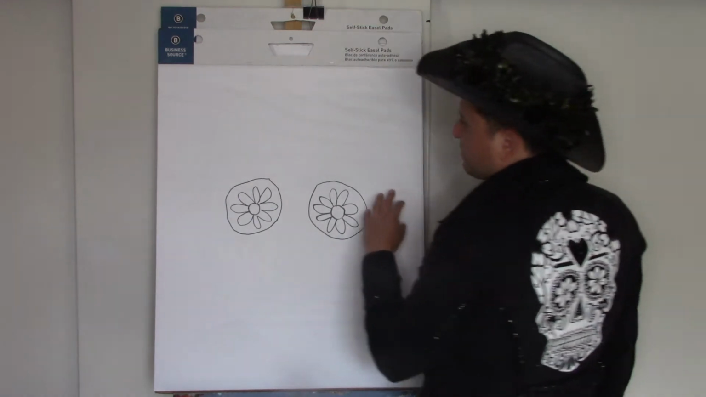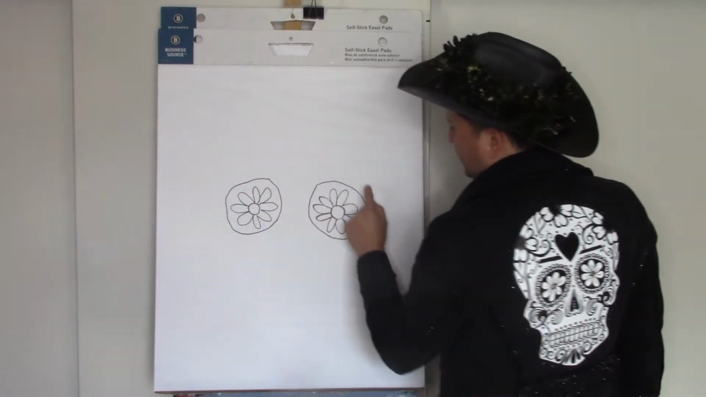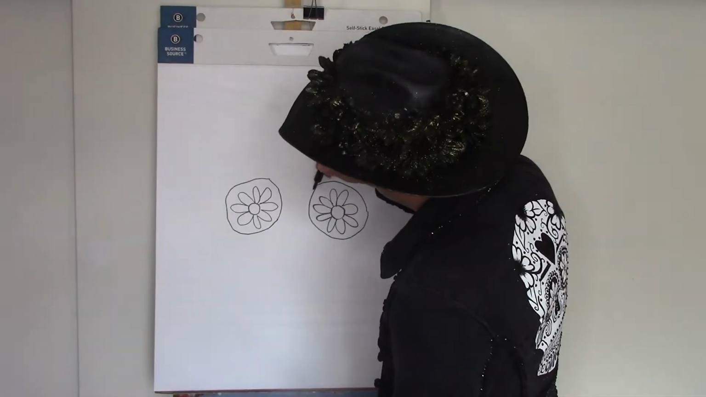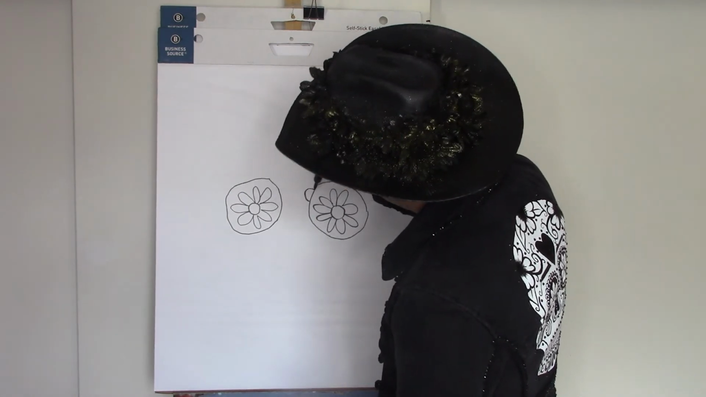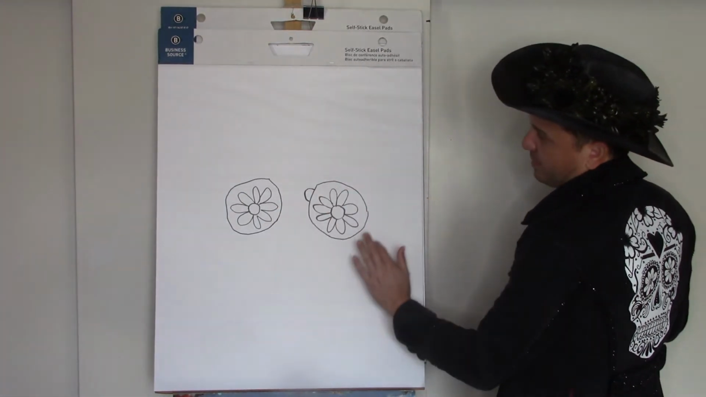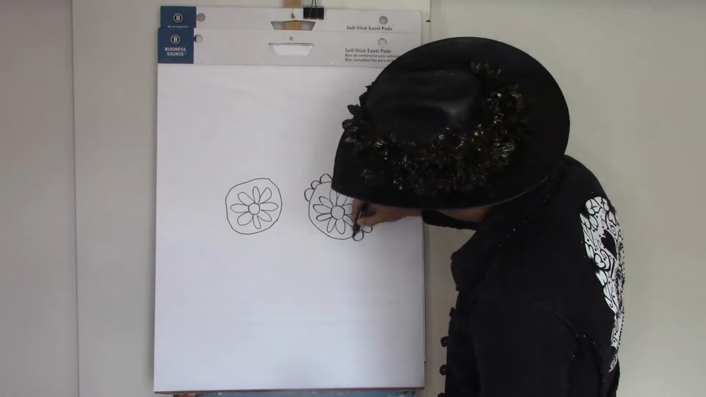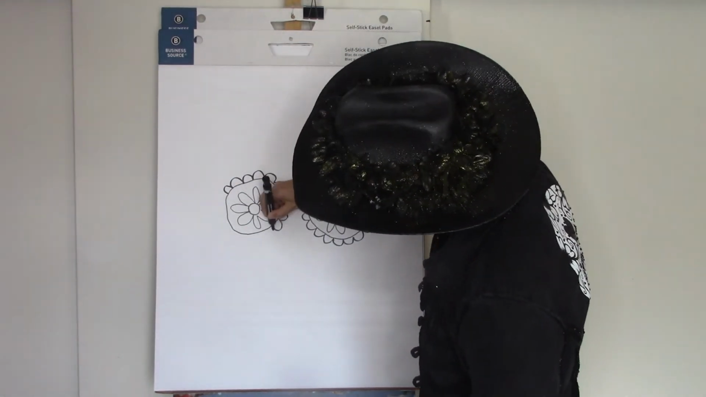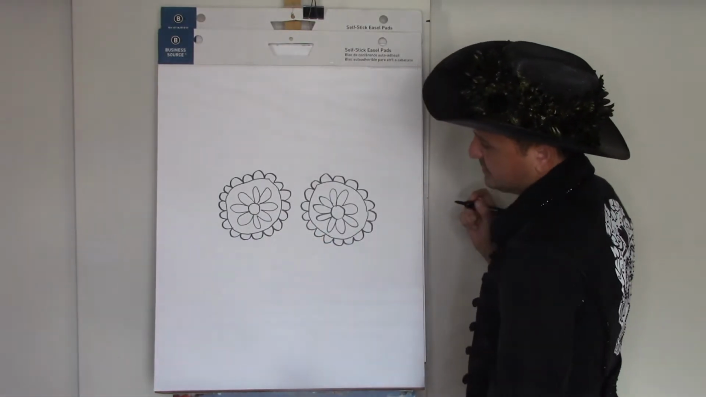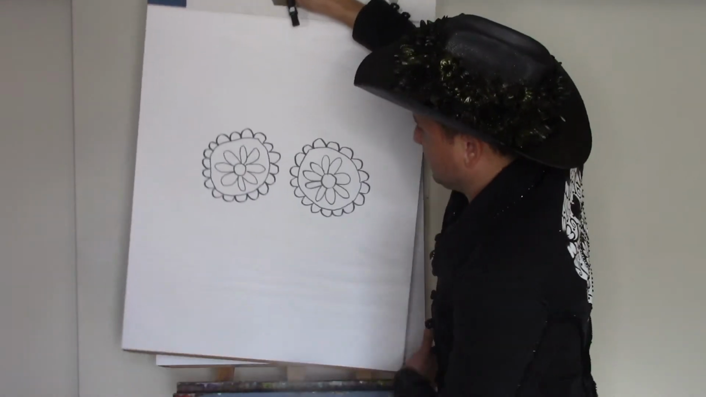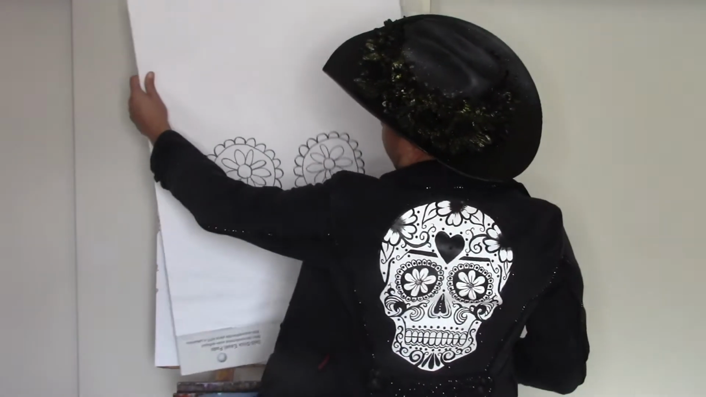Now, since I'm going with the floral theme, I'm gonna make little petals around the eye as well, but a little bit fatter and wider. So I'm gonna do that all the way around on both sides. And for the nose is a heart. So if you can't draw a heart upside down, flip it over.